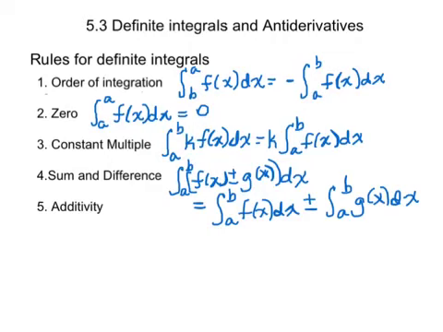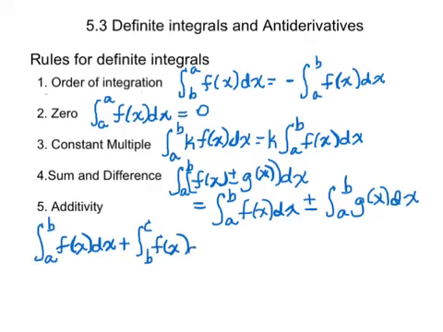Okay, additivity means if you have the same function, so we've got from a to b, and we're going to pick up at b and go to c. And it has to be the same function. It can't be two different functions. What that means is that you can combine these two intervals to make it one large interval and take it from a to c, like this. And that's called the additivity rule.